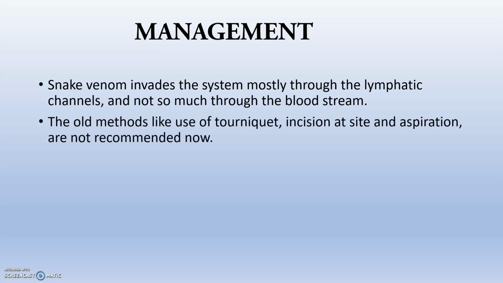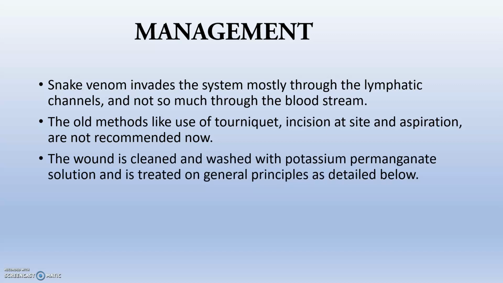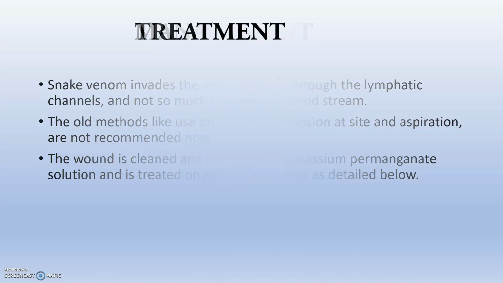So, the old methods like use of tourniquet, incision at site, and aspiration are not actually recommended now, but still people are using those things. So, the wound is cleaned and washed with potassium permanganate solution and treated on general principles as detailed below. Whenever we get a case of snake bite, first of all, we should clean the wound and wash with potassium permanganate solution, and then we should go for general principles of snake bite management.